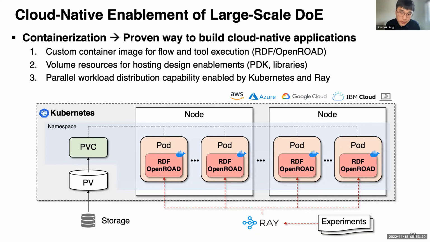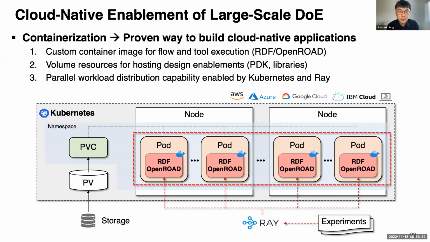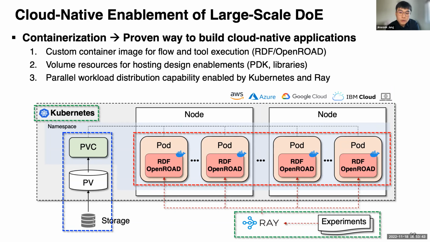To realize the cloud-native enablement, we utilize containerization technology, which is a proven way of building cloud-native applications. For that, we have created custom container images for flow and tool execution. We also have persistent volume resources to retain PDK and libraries. This environment is hosted on a Kubernetes cluster, and individual experiments are distributed using the Ray framework. Since this is a real cloud-native enablement, we can host this architecture anywhere in public cloud, like AWS, Azure, GCP, and IBM Cloud, and even on local machines.